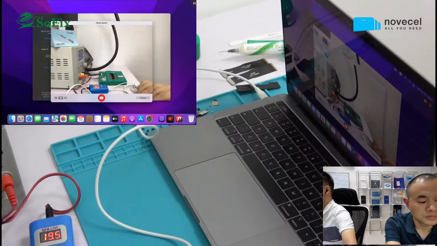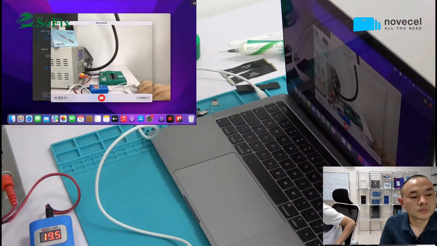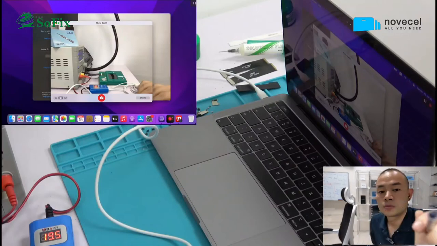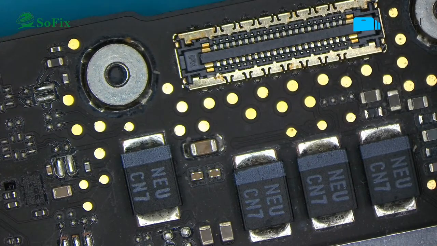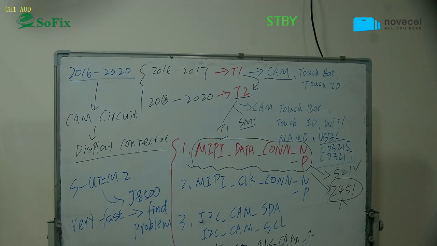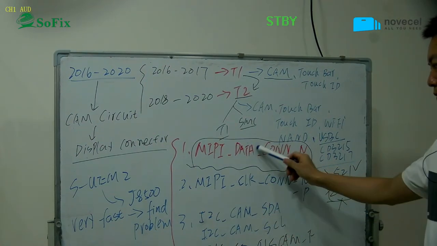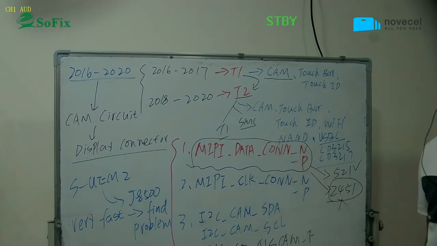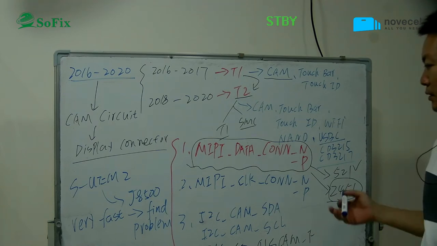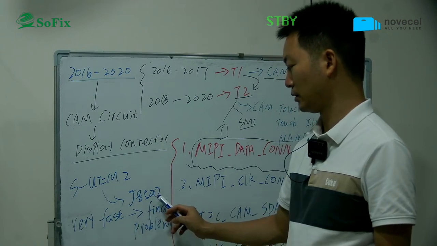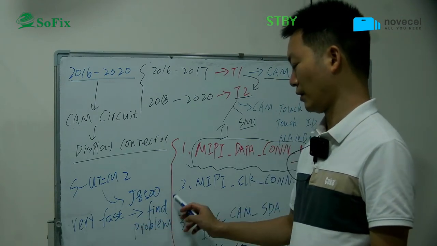So this problem about the inductor damage. Before, you used the multimeter to check the diode value, checking one by one, and maybe it took a long time to find the problem. Now I use these tools to test this connector. So it's very fast to find the problem.